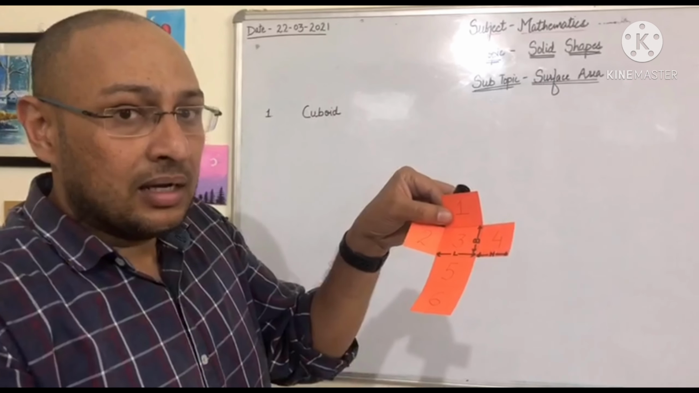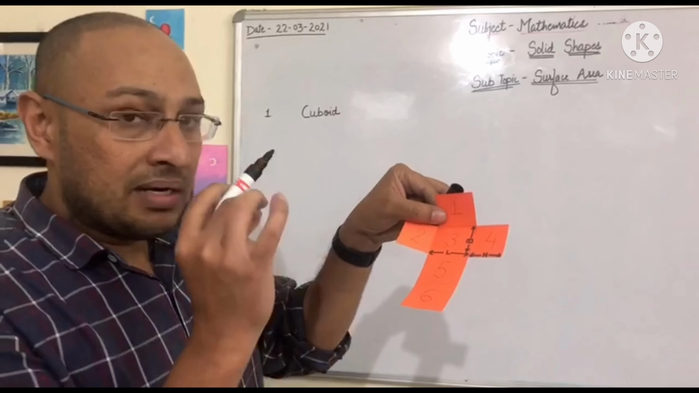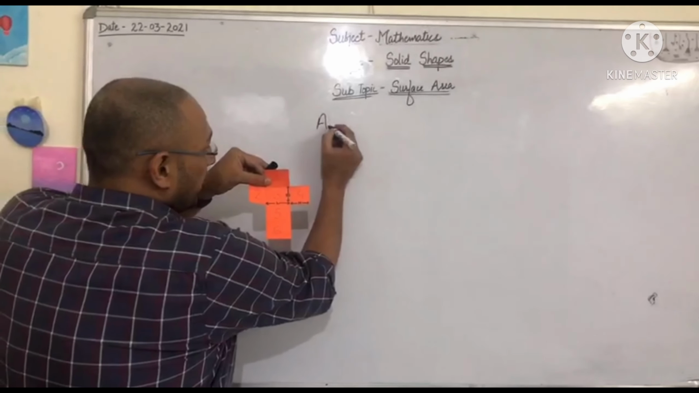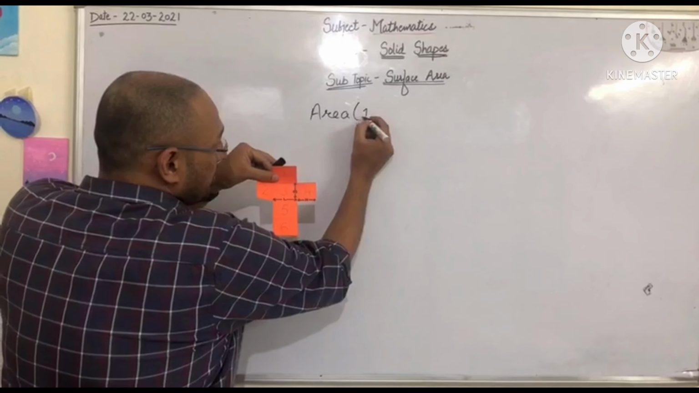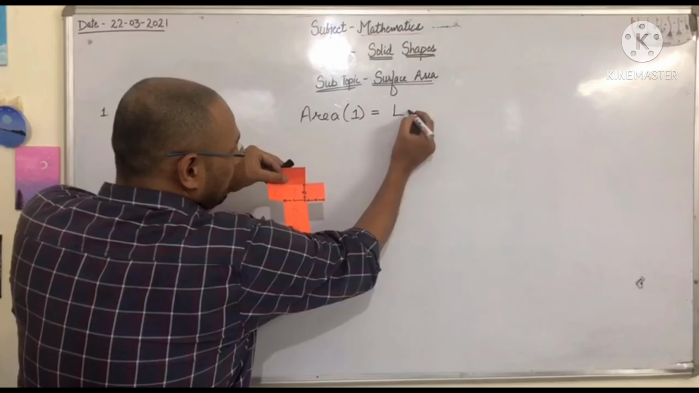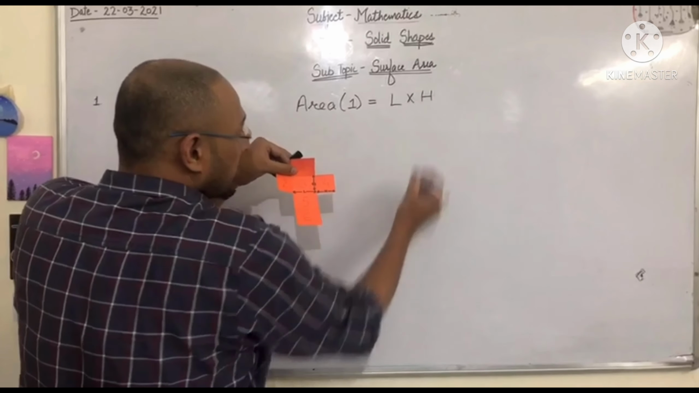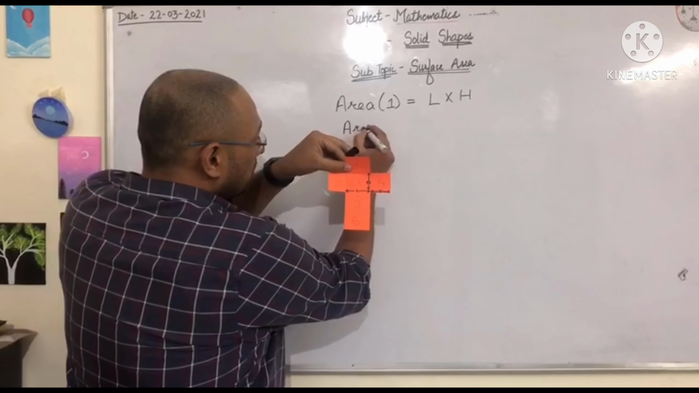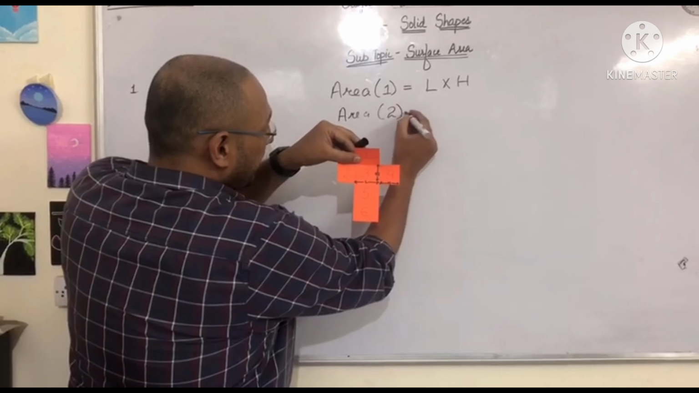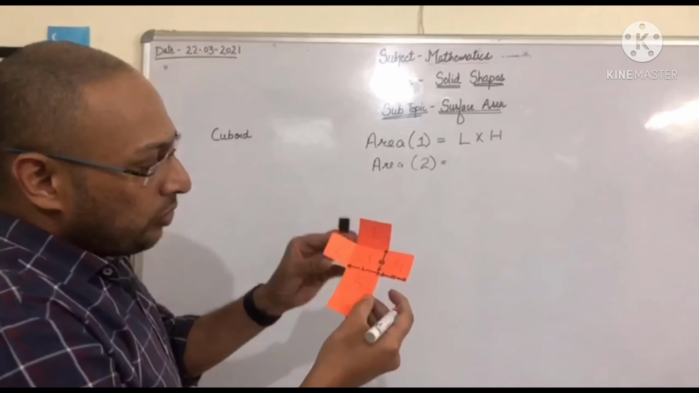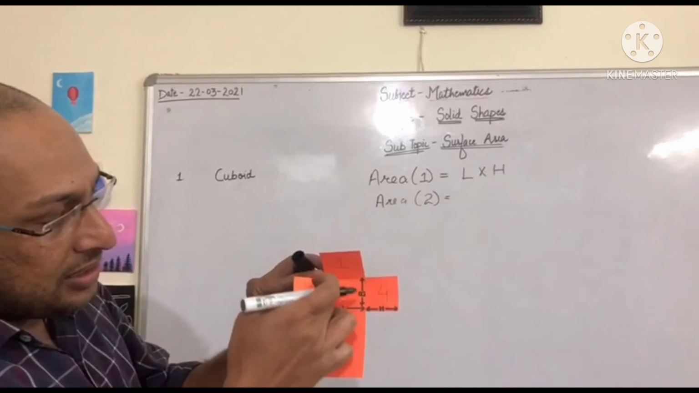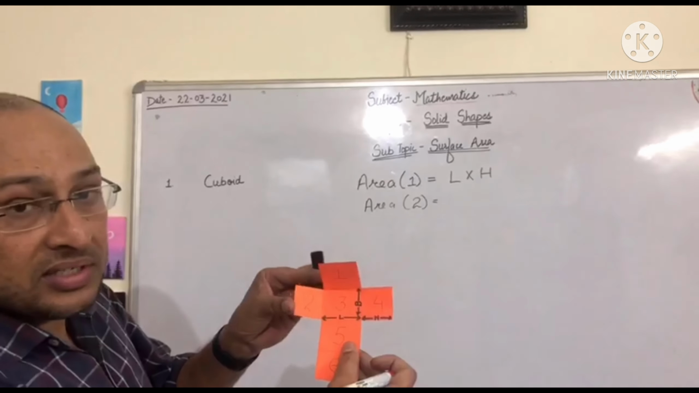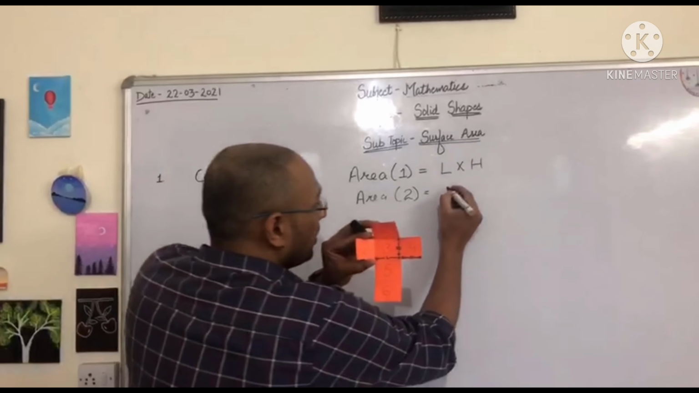It being a rectangle, the area is length into breadth, but here the area of face number 1 would be length into height. Similarly, if we talk about face number 2, the area of face number 2 would be, this is the breadth, and once we fold it up, it would be the height. So the area of face number 2 would be breadth into height.